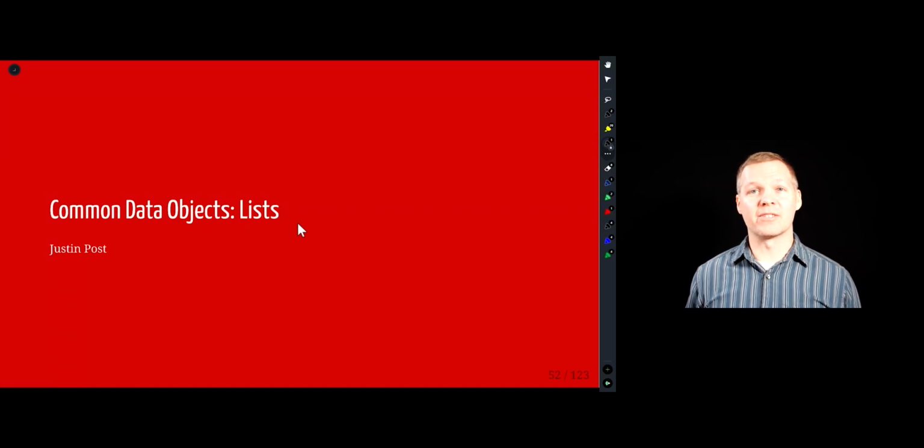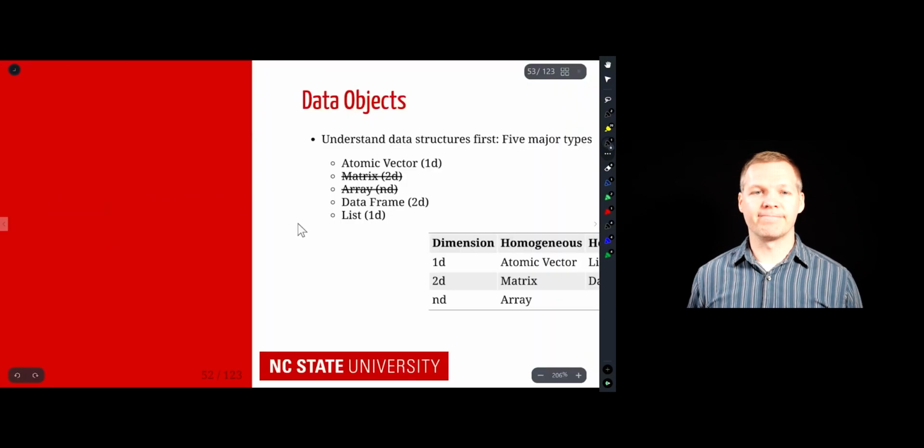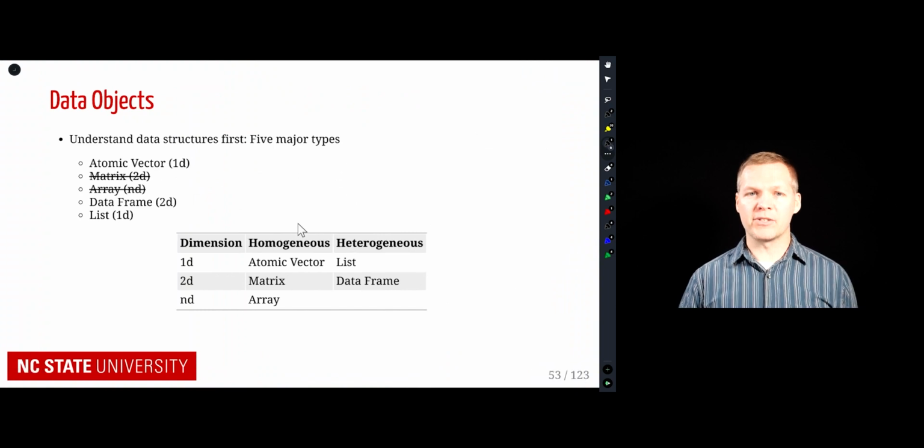Welcome. This video covers the common data object called a list in R. We've been talking about these major data types, these data structures in R that we commonly use with data. We talked about vectors, one-dimensional, but everything is of the same type. Data frames are a great object, useful for housing most of our data sets.